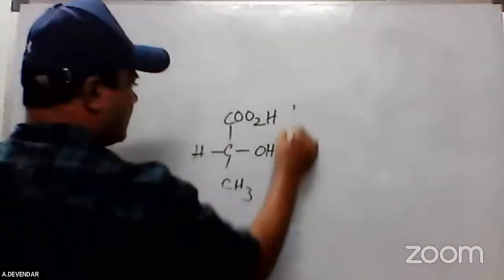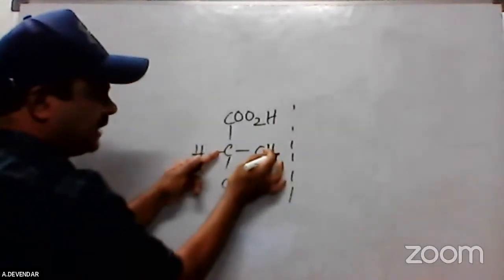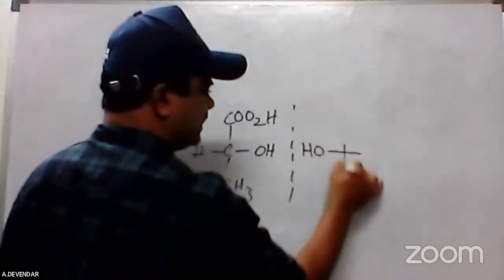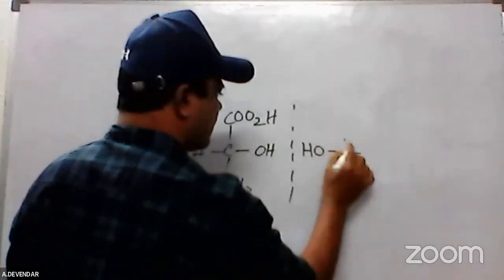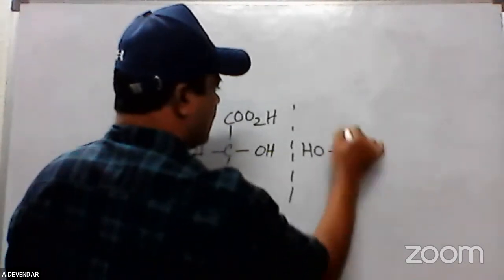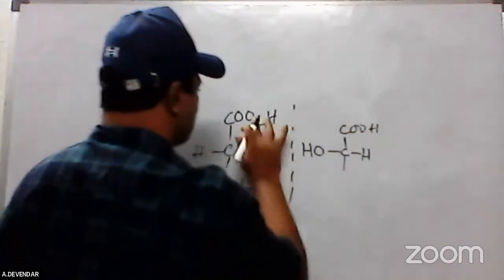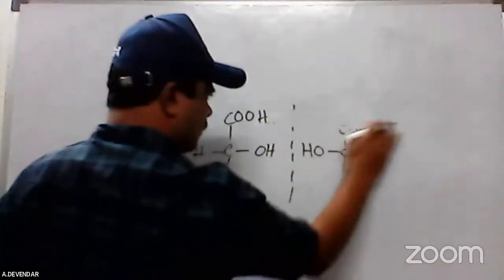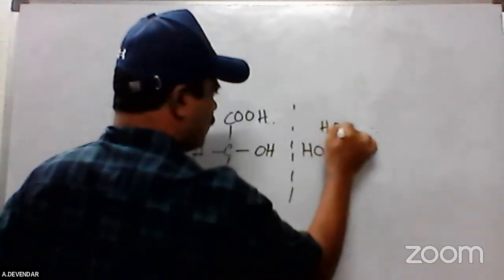This is the lactic acid. Mirror image means you are rotating this carbon, and the second carbon atom is rotated by 180 degrees. You are getting here the carbon atom, that means this is the carbon atom which is present and COOH. Sorry, it is a COOH.